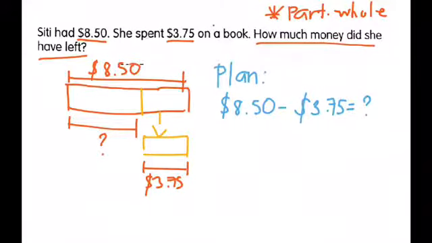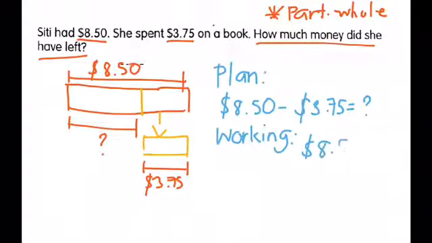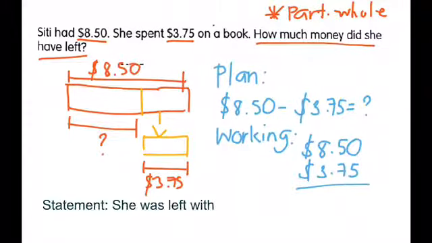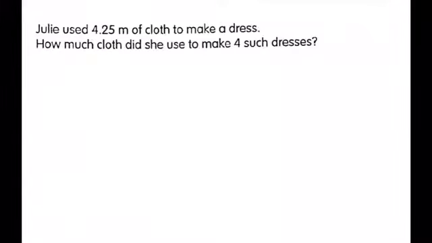Going to the next step, let's execute the plan and show our working. So for our working, I want you to simply subtract the given values. After getting the certain amount, do not forget to write your statement as well. So you can say or start with, she was left with blank.